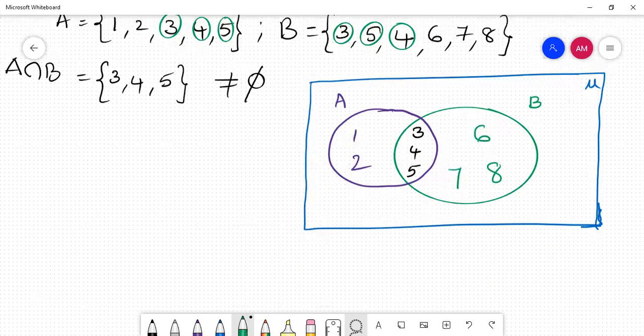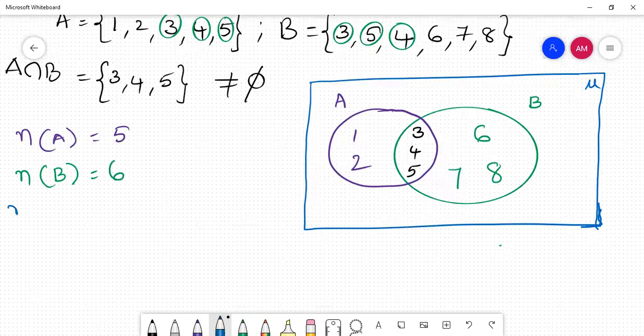Now tell me, from the Venn diagram, what is n of A? How many elements are there in A? 5 elements. What is n of B? n of B, 1, 2, 3, 4, 5, 6. 6 elements are there. A intersection B, n of A intersection B. How many elements are there? 3, 4, 5, 3 elements are there. Okay. Let us write what is A union B.